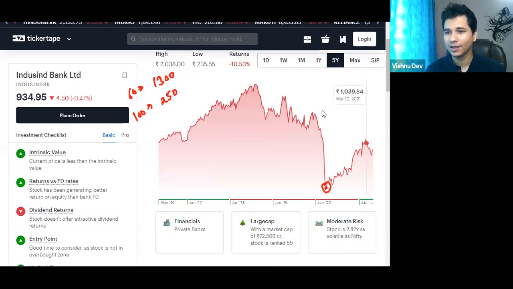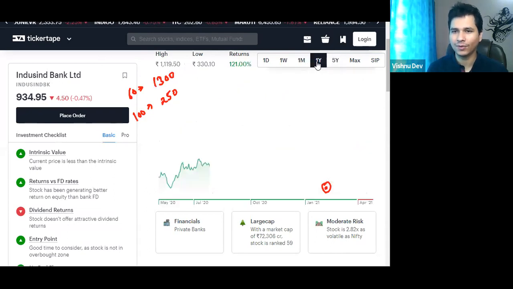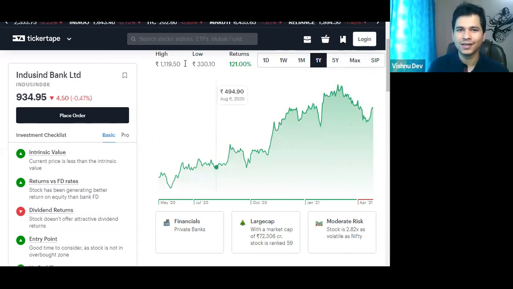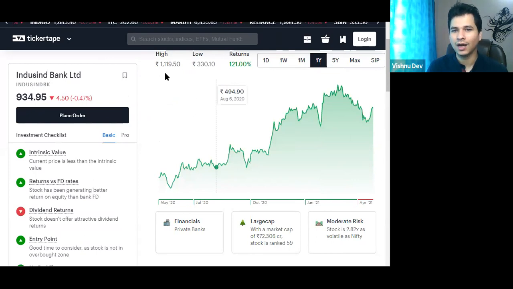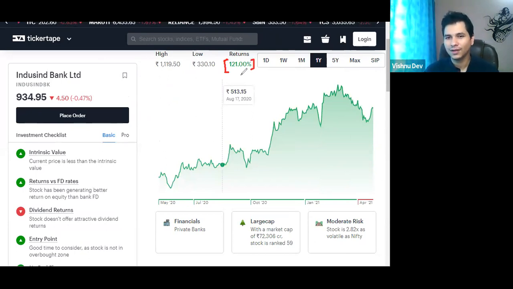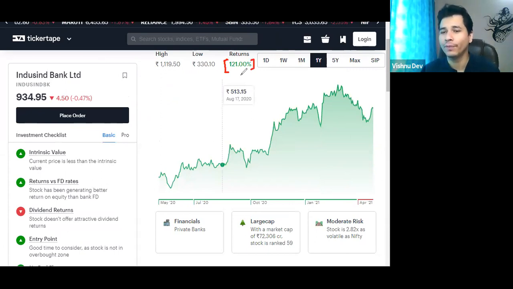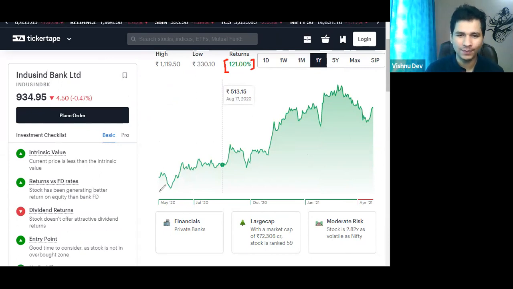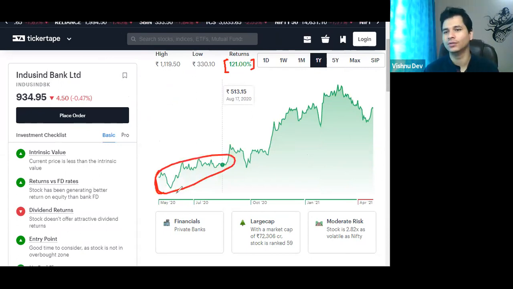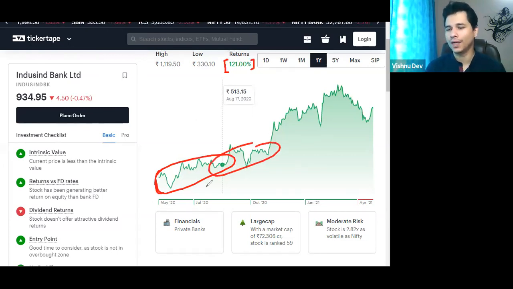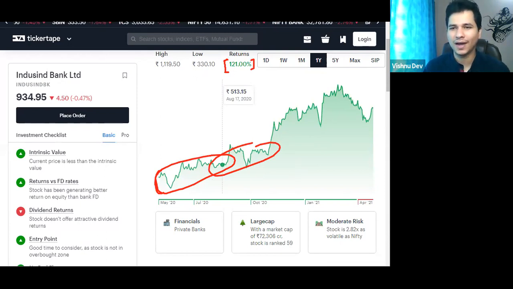If you see just 1 year, forget about everything. In 1 year, the price went up from 330 to 1,100. What is the percentage return? Sir, 121%. So people have made loads of money in this. But only those people who bought at this price. But we cannot know which price is good, which price is bad. Understood?